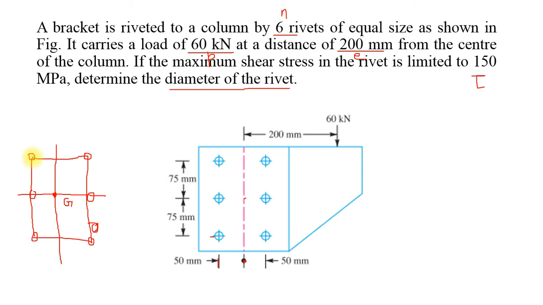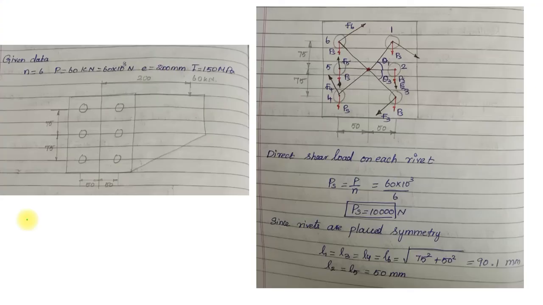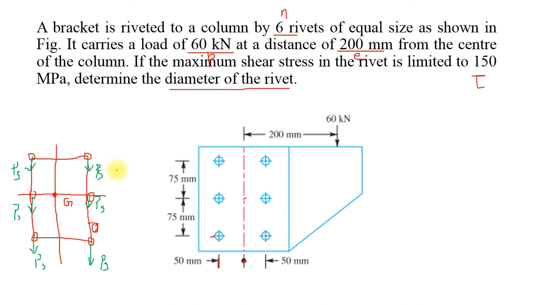After which we know that we have to draw the direct shear load, which will be similar to the load which is applied. So this is my direct shear load, again this is my direct shear load, and so on for each rivet, which has been marked as Ps. So this is Ps for each rivet.